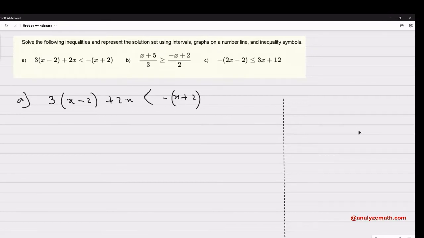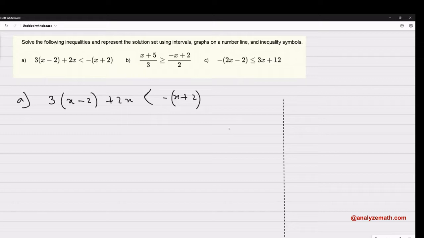In this video, we're going to solve inequalities. The inequality in part A is 3 times (x minus 2) plus 2x, less than negative (x plus 2), between brackets. Now, in inequalities of this form, we first start by expanding to eliminate the brackets.